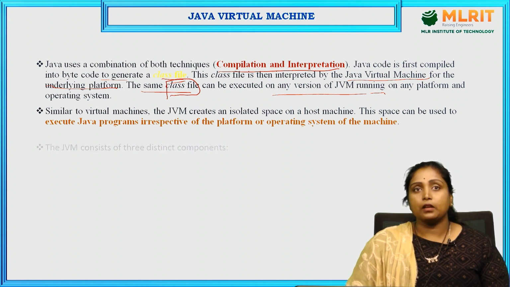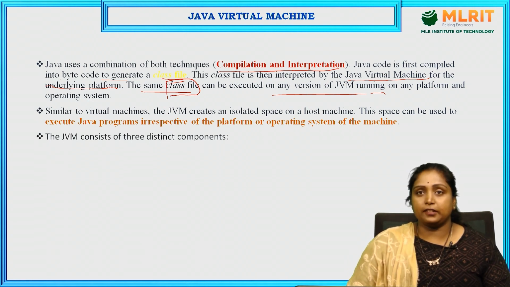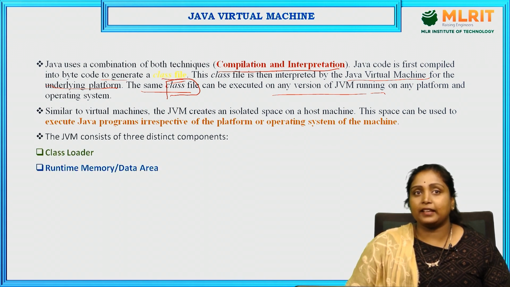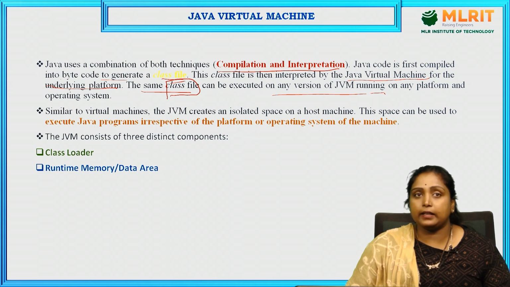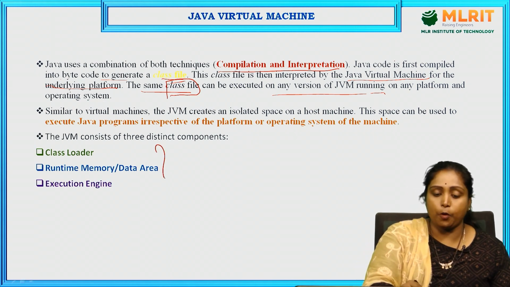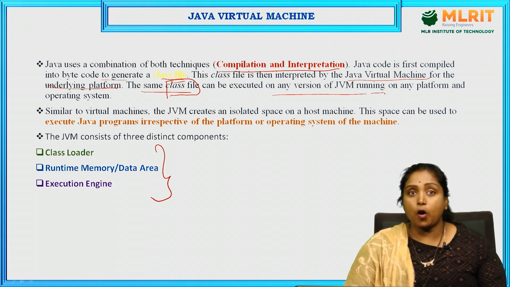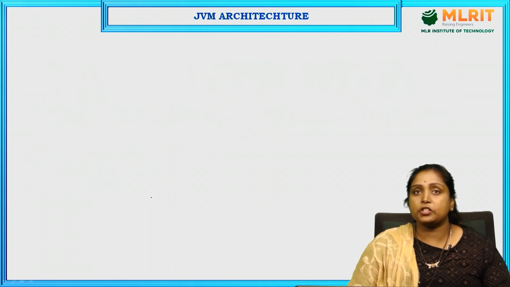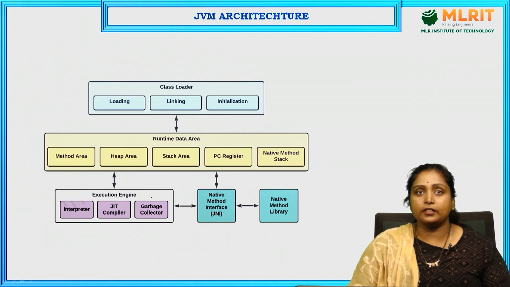So what does JVM consist of? Basically, JVM consists of three distinct components: the class loader, the runtime memory or data area, and the execution engine. These are the three important components existing in the Java Virtual Machine. Let us see the Java Virtual Machine architecture. So here is the architecture.